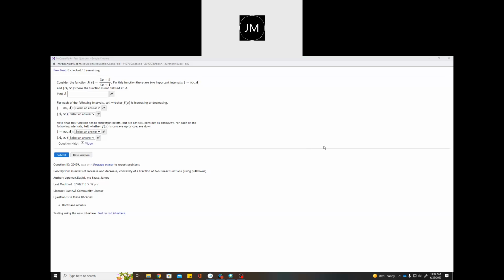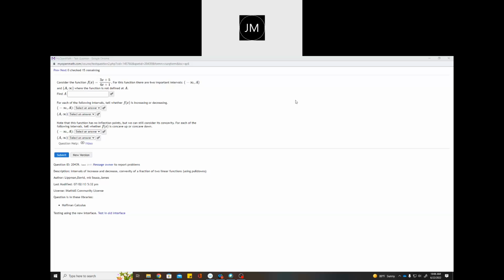Okay, so here's section 4.5, question 6. Consider this function f of x is 3x plus 5 over 4x plus 1. For this function, there are two important intervals where the function is not defined at a. So you're basically finding the value a where f is undefined. What we're doing with these intervals is essentially finding the domain.